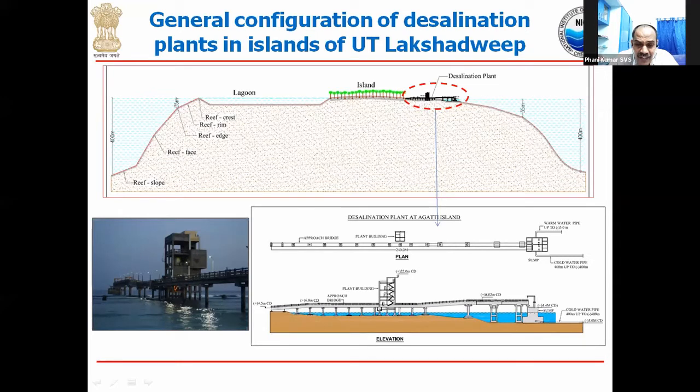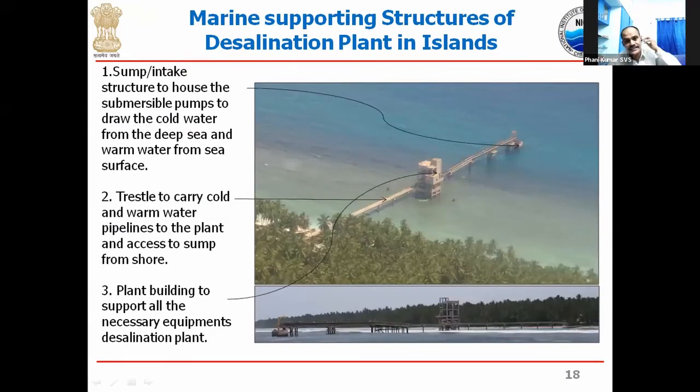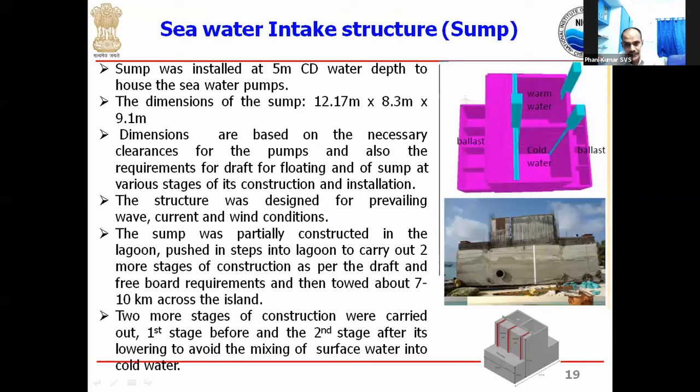So in a nutshell, what I'm trying to explain is we were trying to play the game as per the resources available to us. These are basically the marine structures that we dealt with for the low temperature thermal desalination plant: the caisson at the far end, the structure in the intertidal region at 0.6 meter CD, and the bridge that goes from the shore to the 5 meter water depth. The sump that we are talking about, I already explained.